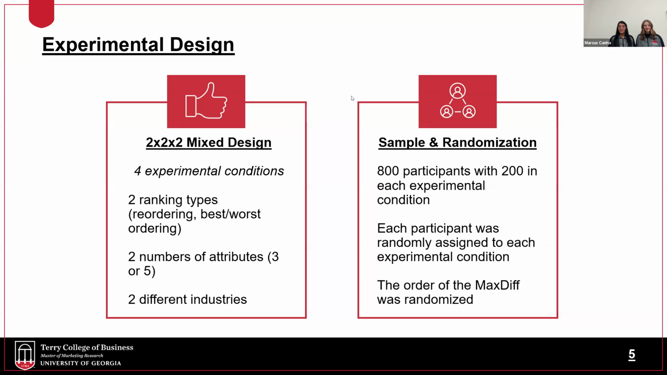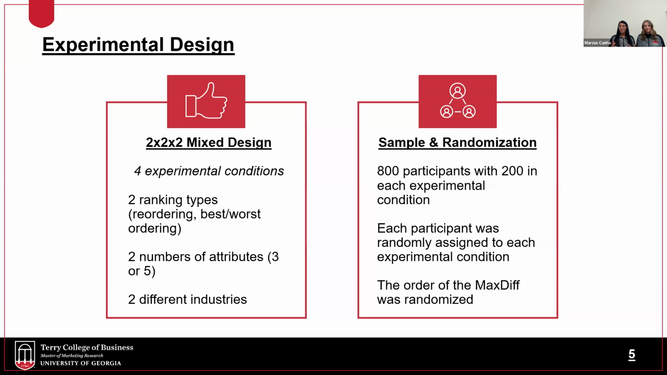All right, so let's get into the nitty-gritty details of the experimental design. So it is a 2x2x2 mixed design. So it has a mix of both monadic and sequential monadic aspects to it. So there's 4 total experimental conditions. We'll go into that a little bit more on the following slides, but there are basically 2 ranking types. So either the respondent's task is to reorder the attributes that they're shown or select the best or the worst of the attributes. And then they're shown either 3 attributes or 5 attributes.